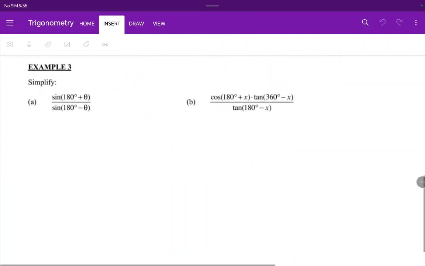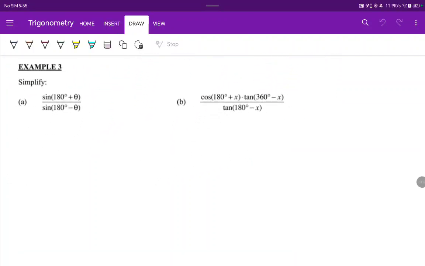All right, let's look at example number 3. Example number 3 tells us to simplify these two fractions. So what do we see? We can see that A is sine of 180 plus theta over sine of 180 minus theta.